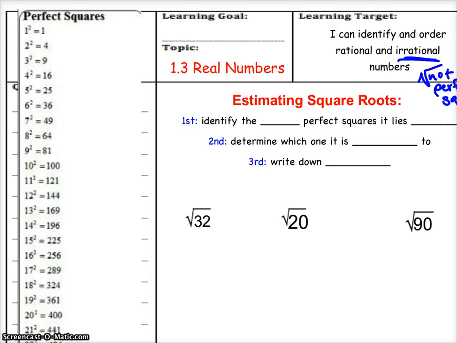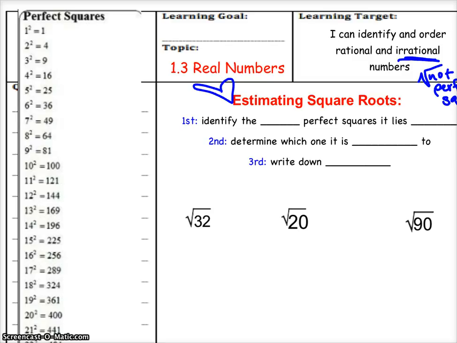Okay, that's all it is. You can't really see it good. So when you estimate a square root, you don't know exactly what it is, and you are not allowed to use a calculator with this. You need to use your logic to estimate these square roots.